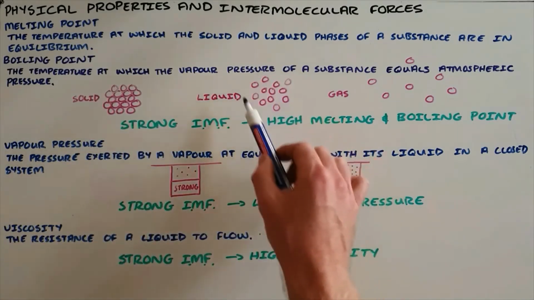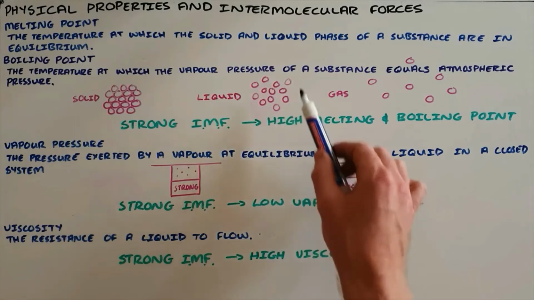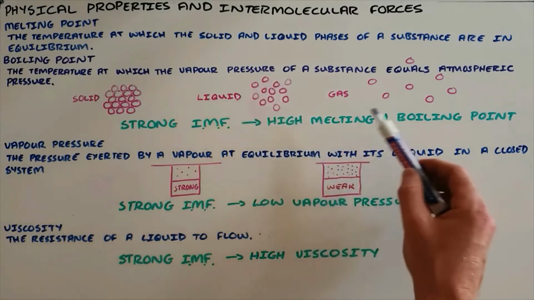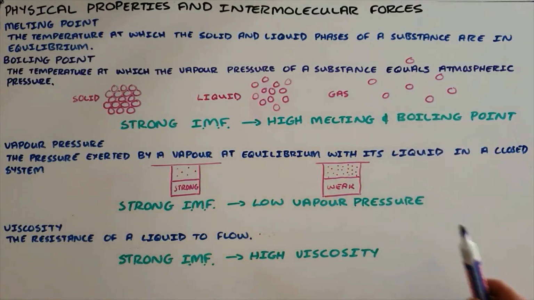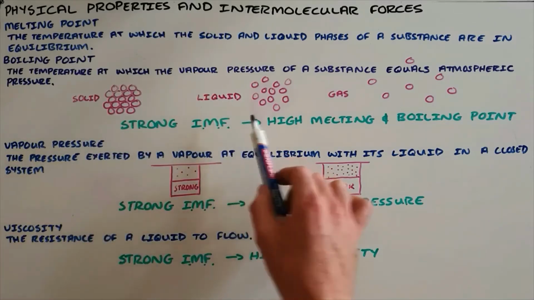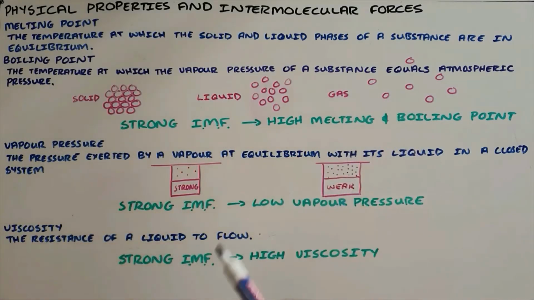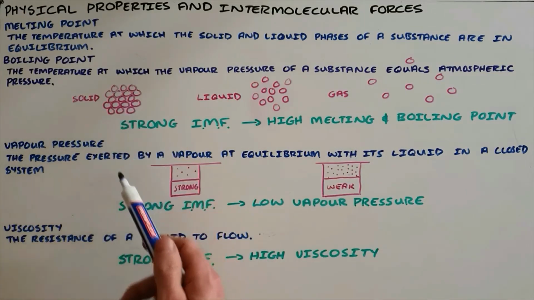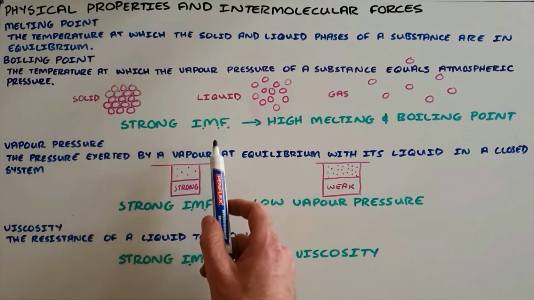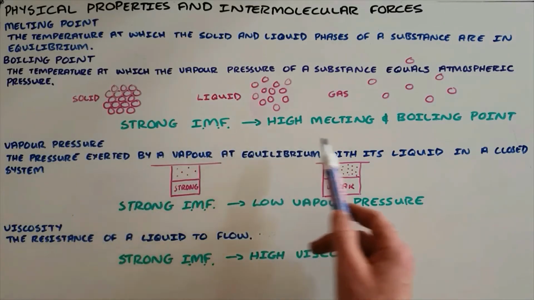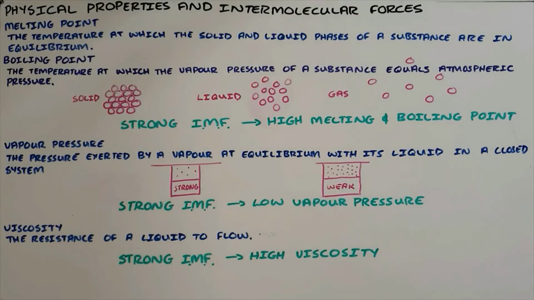In a liquid, they are still fairly densely packed, but the arrangement is random, and in a gas, the particles have large distances between them, and there is absolutely no arrangement. And in order to separate or to convert from a solid to a liquid or a liquid to a gas, it's necessary to break the intermolecular forces that exist between those molecules. So what we find is that substances that have stronger intermolecular forces will have higher melting and boiling points.